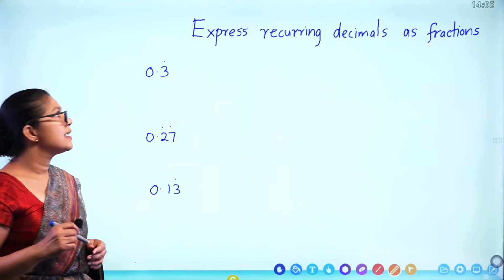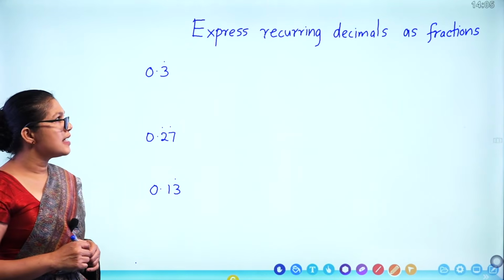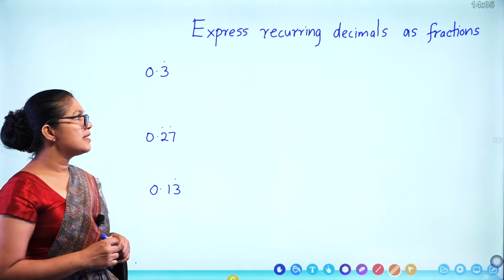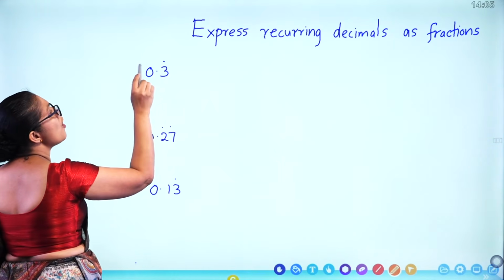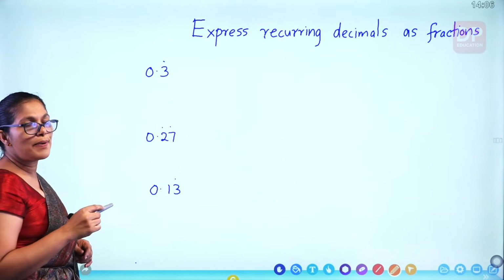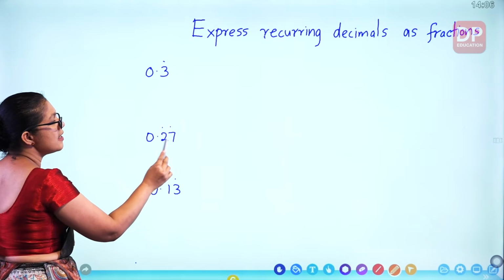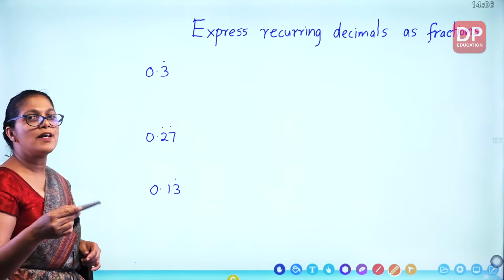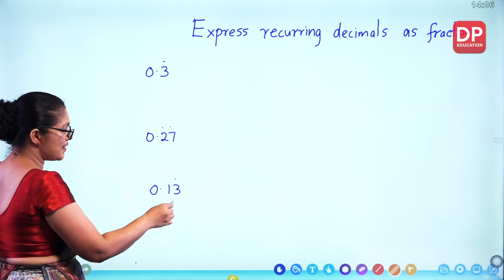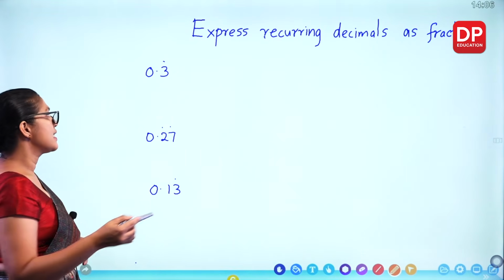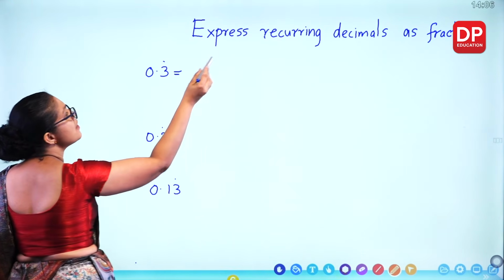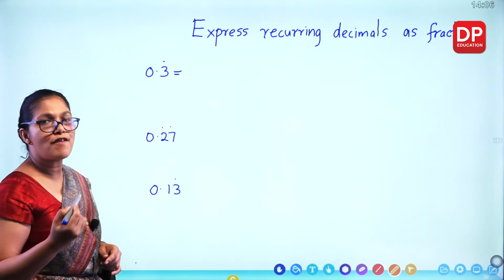Now we'll look at how we can write down recurring decimals as fractions. So this is concise form. This means 3 is repeating. What about this one? 2 digits are repeating. 2, 7, 2, 7 like that. What about this one? 1 is not repeating but 3 is repeating. So here how can we write these numbers as fractions?